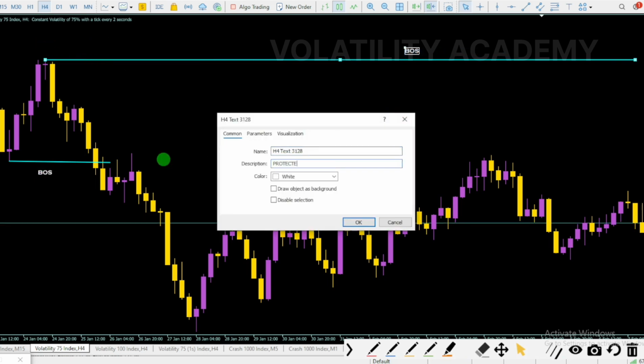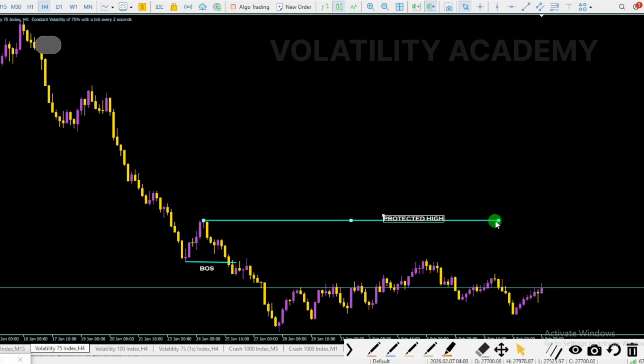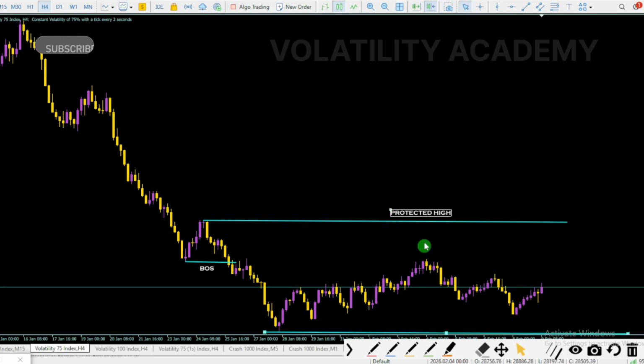This is your protected high right here. Okay, so what this means is that if the market decides to break this high, then we are looking at a potential trend shift. Trend has shifted from the downside to the upside, but as long as this low remains respected, we are actually still bearish. Once that condition is met, and since this is the protected high, the low right here is the protected low.